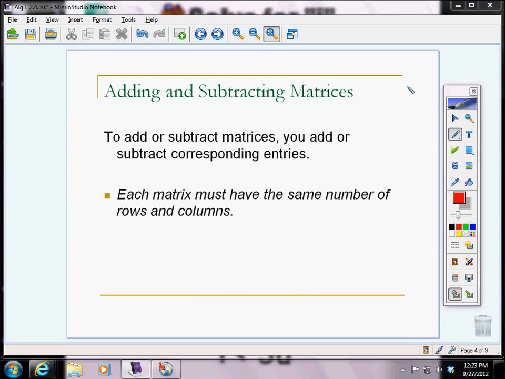When we add or subtract matrices, so if we're dealing with two or three matrices, the most important thing that has to be true is that each matrix must have the same number of rows and columns. Because when we add or subtract matrices, we're going to add or subtract their corresponding entries. Here's what that means.